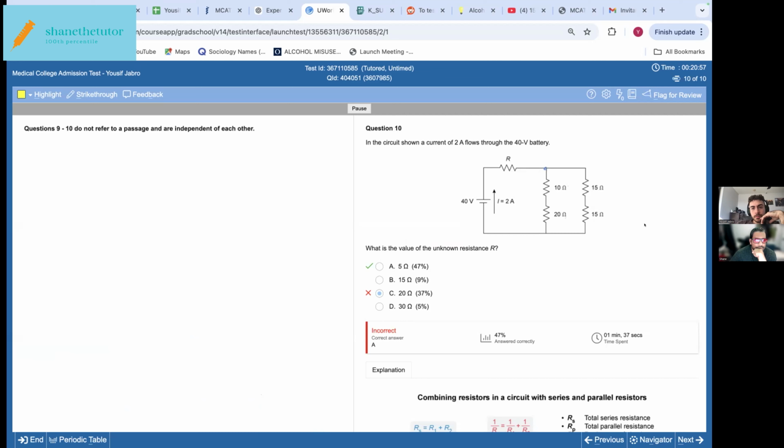Okay, let's see. So these combine to be 30. These also combine to be 30.